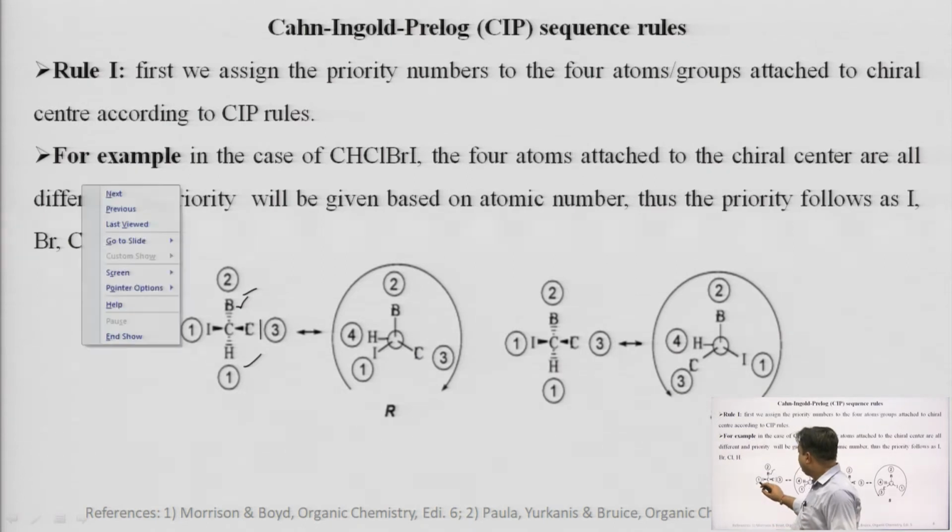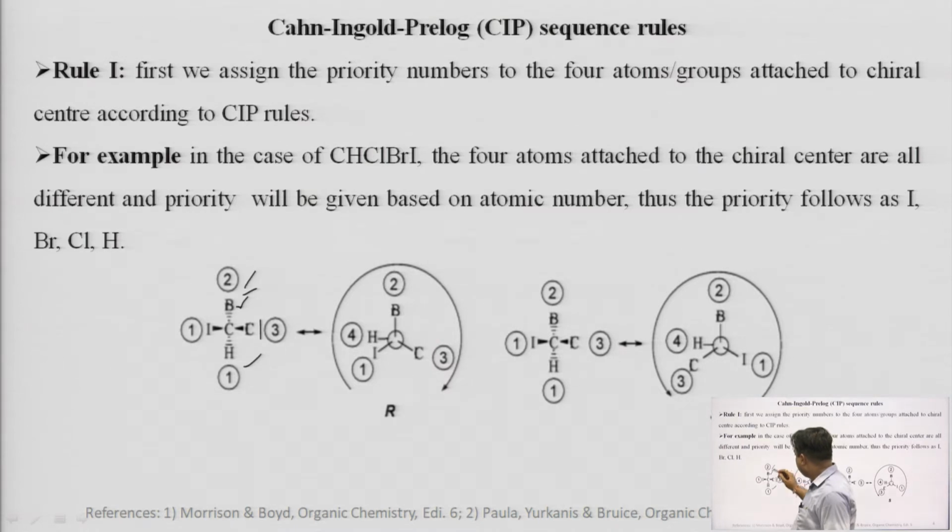So, we know that the atomic number of iodine is highest. So, it is given priority 1. Okay. Then we give the priority to bromine, then chlorine, and last hydrogen. So, on the basis of atomic number, we are providing the priorities to the atoms attached to the central chiral carbon. Iodine has first priority, bromine has the second priority, chlorine has the third priority, and hydrogen has the lowest priority, that is 4.